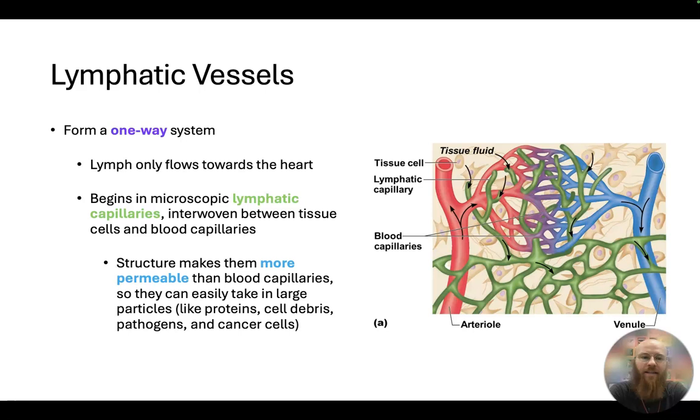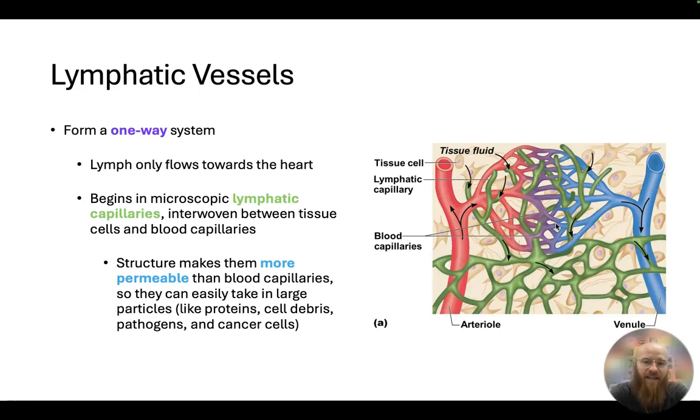It's important to understand that these lymphatic vessels tend to form a one-way system, and it's always going to be pushing lymph, that excess tissue fluid, toward the heart to be recirculated and to return into the blood supply. This is going to begin in these little microscopic lymphatic capillaries. These are interwoven and intertwined between tissue cells themselves and our blood capillaries. And this structure is going to make them more permeable than blood capillaries.